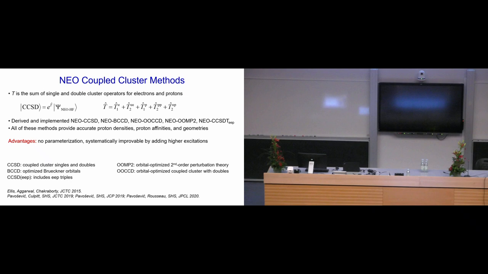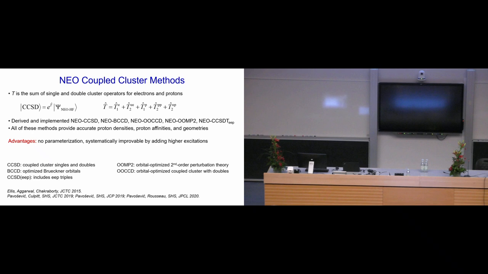So we've derived and implemented NEO-CCSD and all of these various orbital-optimized counterparts, and we've also developed, in fact, CCSD(T), where we include triples, electron-electron-proton excitations. And all of these methods provide accurate proton densities, proton affinities, and optimized geometries. And the advantage is there's no parameterization. They're systematically improvable by just adding more excitations. But of course, the problem is they're expensive.